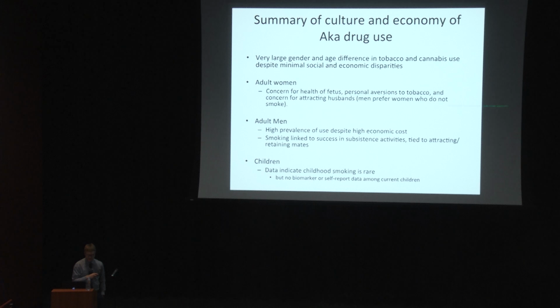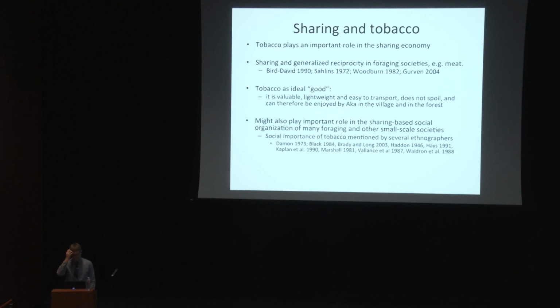The data on children indicate that there is, again, a gender or an age difference, but we have no biomarker data. I'd like to also point out that most theories on hunter-gatherers' social life and cooperation focus on sharing: food sharing, meat sharing. Most studies have not looked at sharing of things like psychoactive substances.